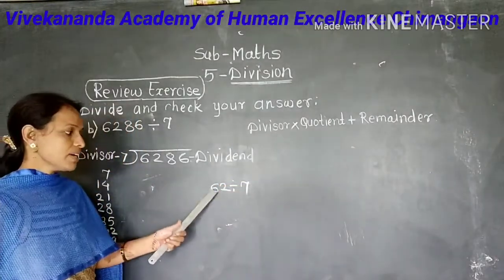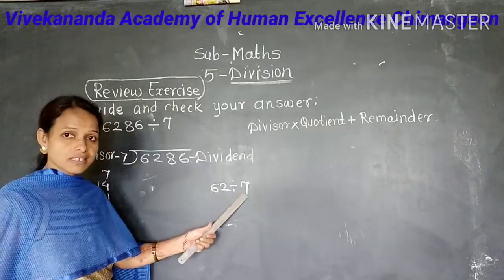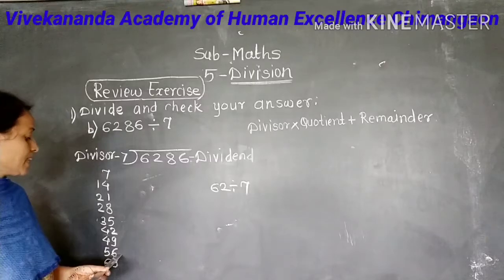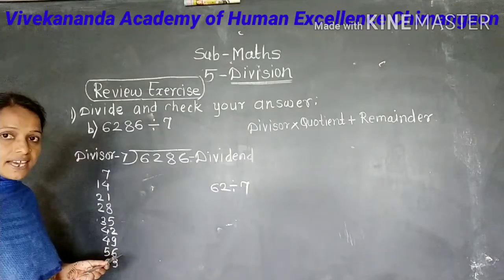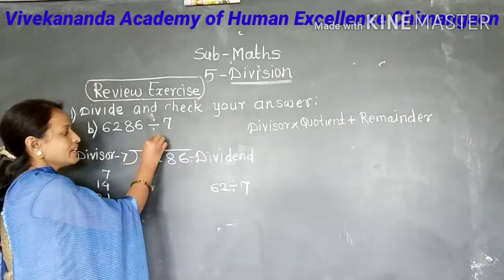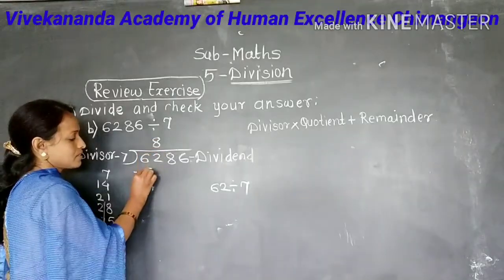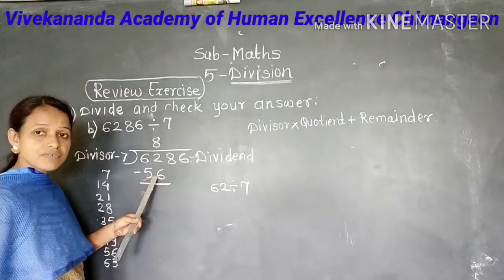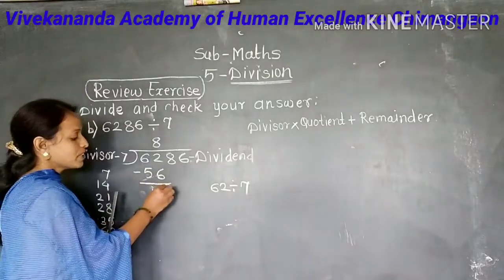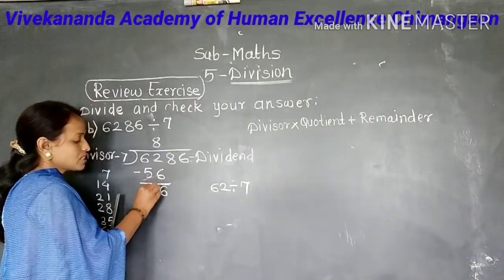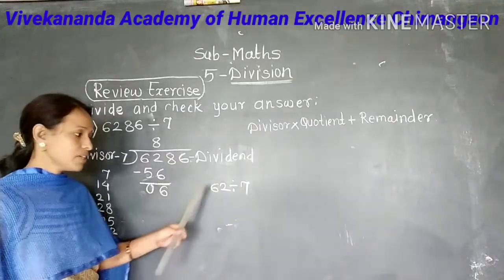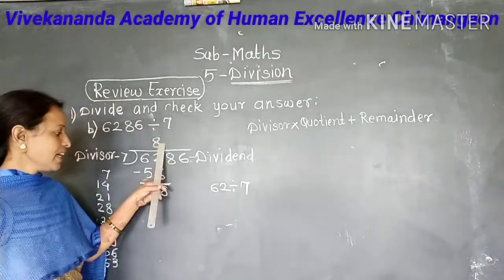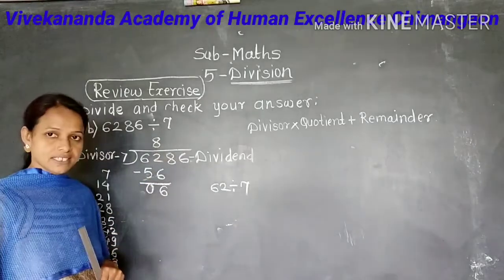Okay. So by dividing 62 by 7, it gives us quotient 8. 7 8s are 56. So 8 is written in the hundreds place. 7 8s are 56. By subtracting 56 from 62, we get difference 6. Here we divide 62 by 7. It gives us quotient 8 and remainder 6.